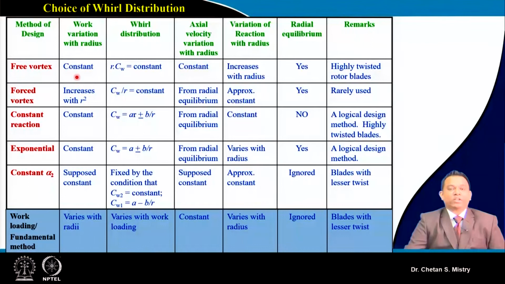For forced vortex, our work will be varying with radius square. Our whirl distribution will be Cw by r equal to constant. We will be calculating our axial velocity based on our radial equilibrium equation. Most important, we need to check how my degree of reaction will be varying. This method follows radial equilibrium.